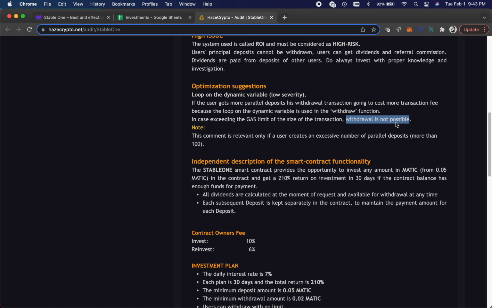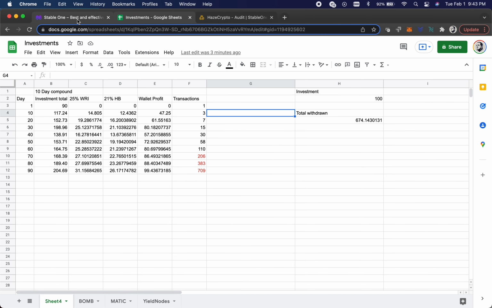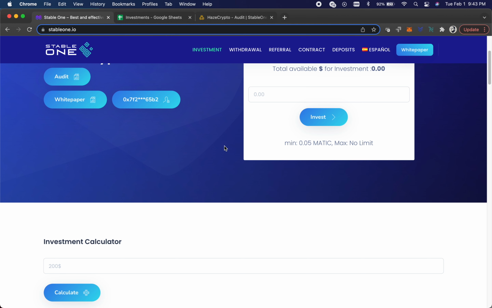So what happened is, if you take one, double it, you get 2, and 4, and 8, and 16. It only takes about 8 days to get up to something over 100. You hit 128 and you can no longer withdraw. That's only 8 days. That's not good. You haven't even pulled out your initial investment yet, and you can't even withdraw anymore.